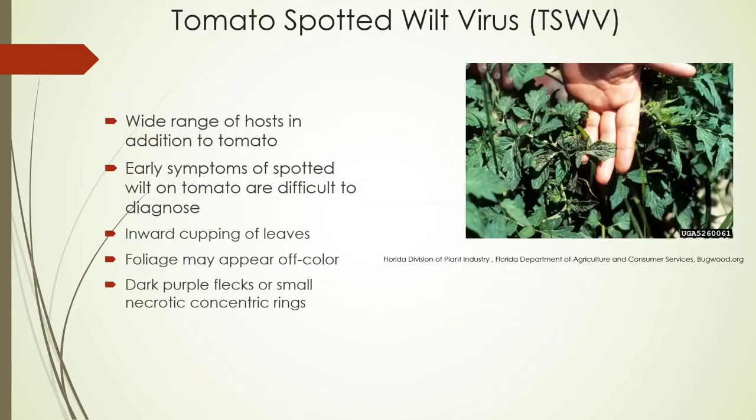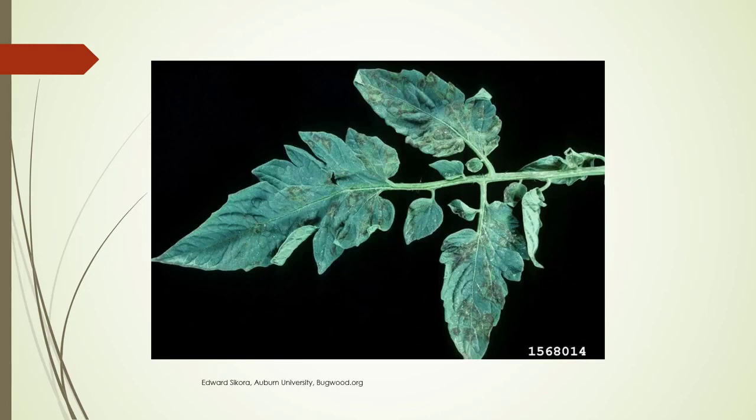So there's a wide range of hosts in addition to tomato. Early symptoms of it are very difficult to diagnose. This is tomato spotted wilt virus. Some of the things you may see are inward cupping of leaves. The foliage may be off color. Dark purple flecks or small necrotic concentric rings, which you might think might be fungal disease. And here are these spots here. They're not necrotic yet.